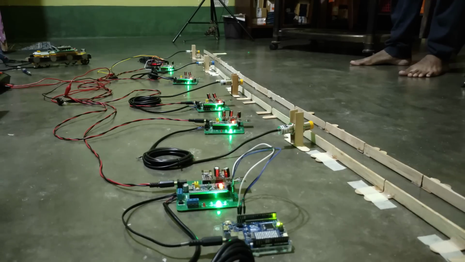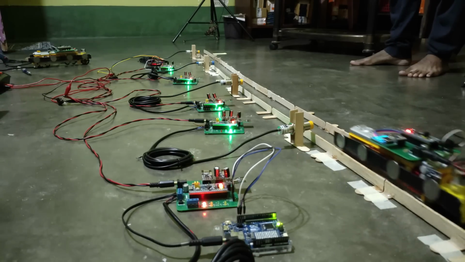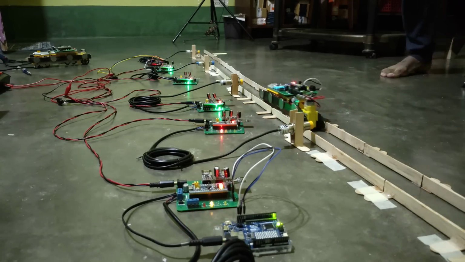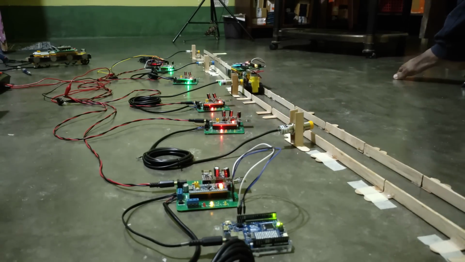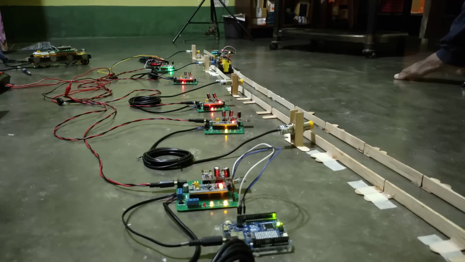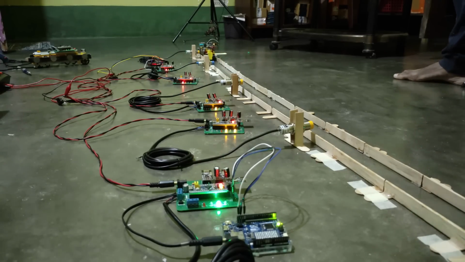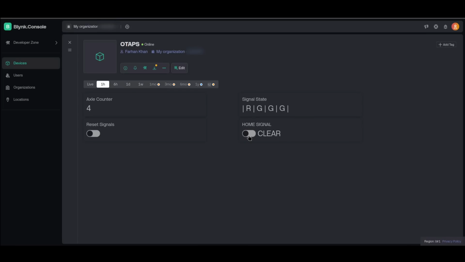The Arduino Uno R4 Wi-Fi acts as the bridge between the web interface and the signal units. The data transfer between the Arduino and the signal unit is done via I2C. The Arduino sends the data received from the web interface to the signal unit, as well as it sends the signal state and axle counter values from the signal unit to the web interface.